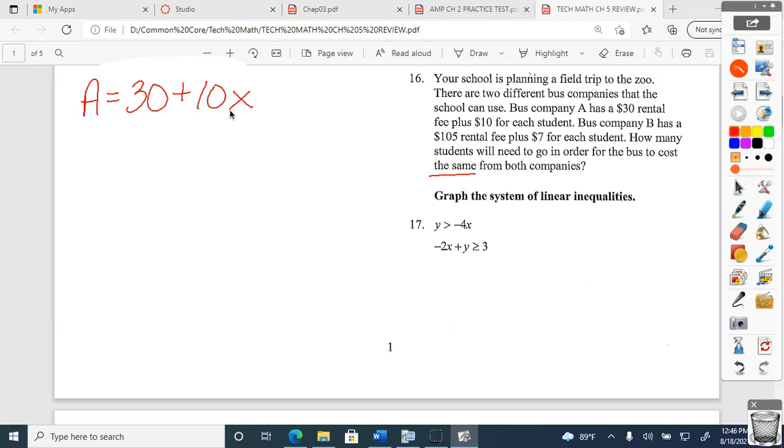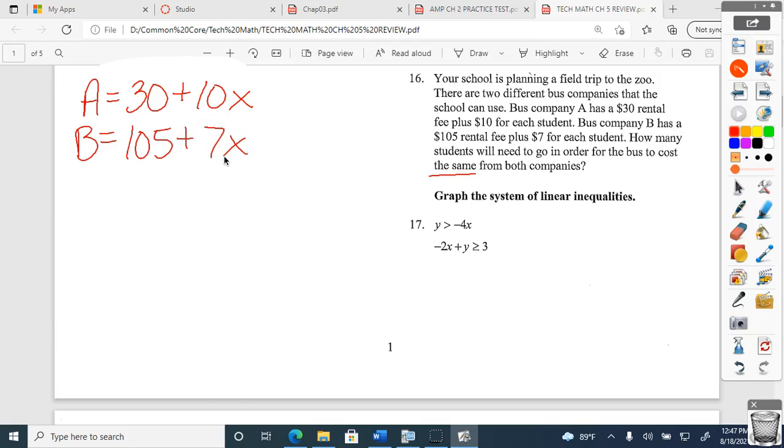All right? Company B, what's its flat fee? No, just the fee. $105 no matter what, plus how much per student? 7 per student.